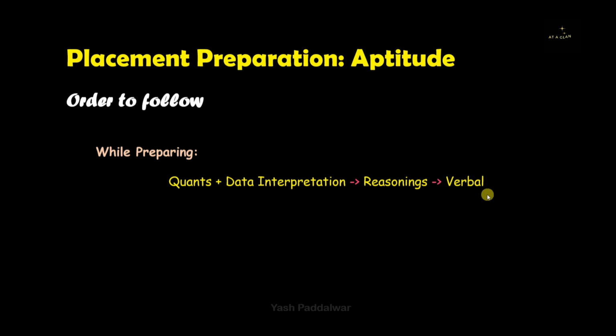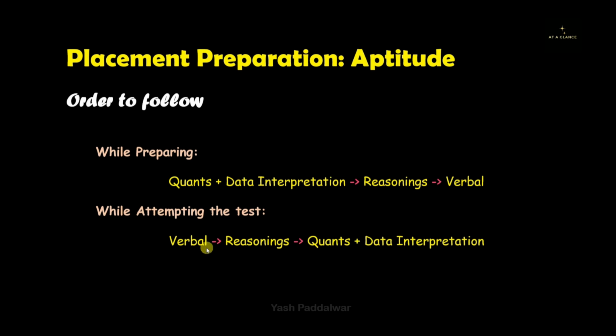But when it comes to attempting the aptitude test, then you should follow this particular order. So as I said, quantitative section is the toughest section and it might take a lot of your time while solving the question. So you should always start with verbal and reasoning section first, because these sections do not require much time for you to invest, and once you solve the verbal and reasoning section, then you can move on to the quantitative section or data interpretation section.